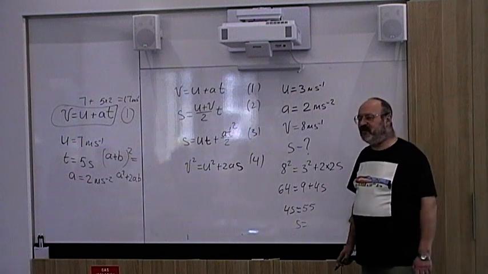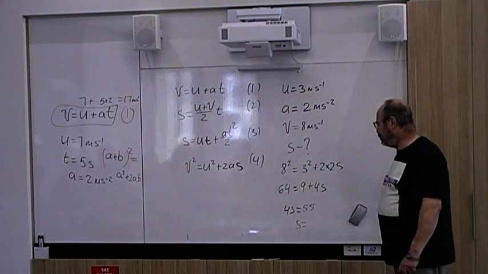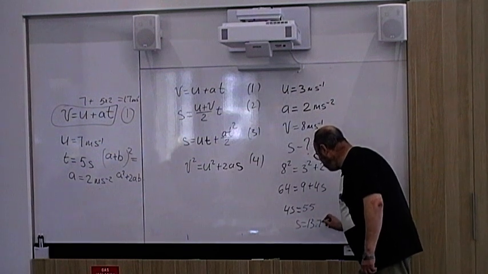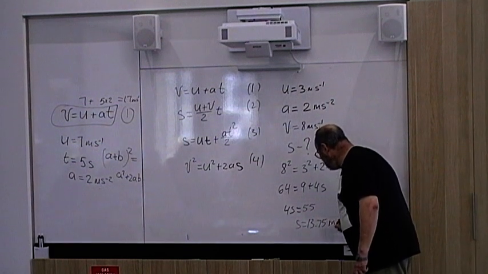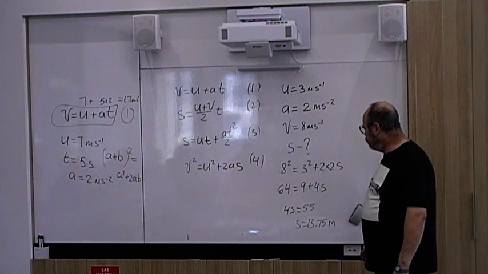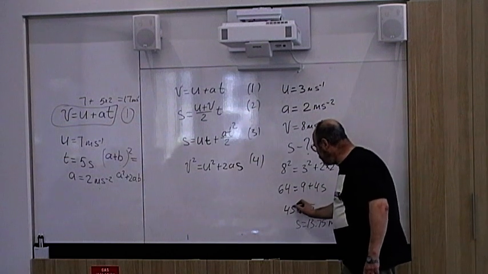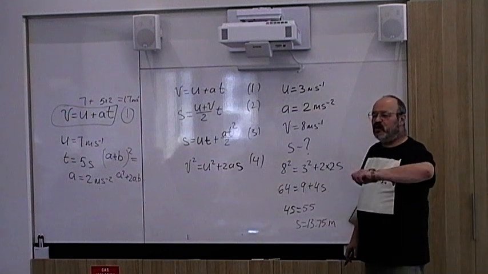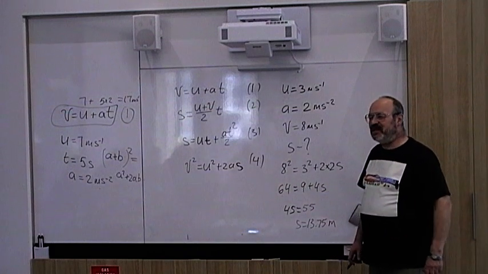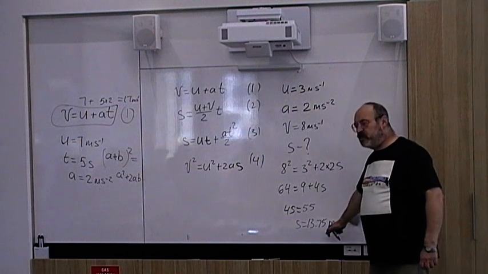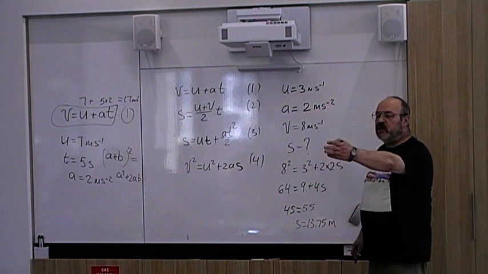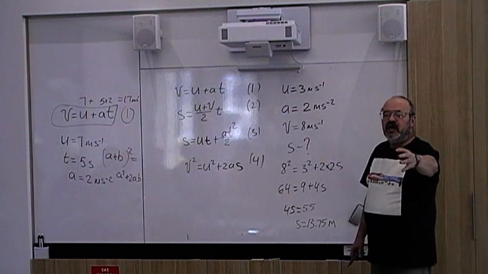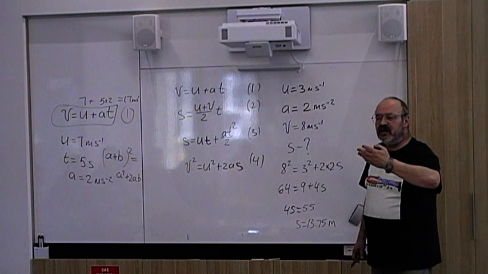If 4S equals 55, somewhere around 13.75. Wait, how do you get 45 equals 55? No, it is 4S equals 55. Sorry, I apologize for my handwriting. You're good. Yeah, check if this is correct. It is.